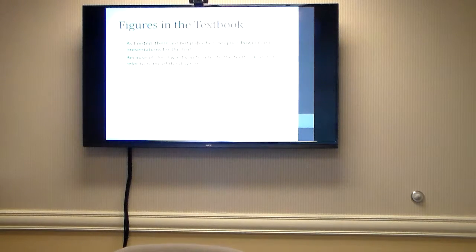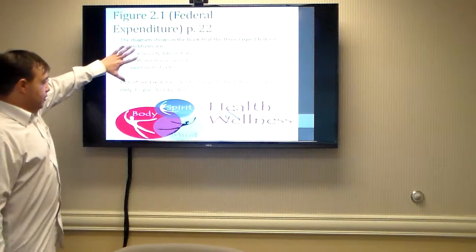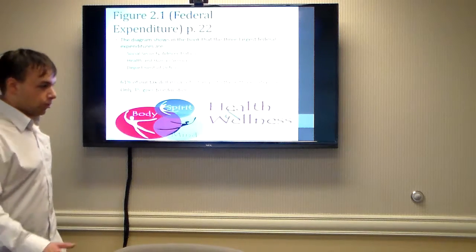There are not published or designed PowerPoints for this text, so I really want you to refer to the textbook, and I'll refer to some of the diagrams just so you can get an idea on some of this stuff. Figure 2.1 is federal expenditure, and it shows that the three largest federal expenditures are Social Security, Health and Human Services, and the Department of Defense. 61% of tax dollars go to these categories, and 3% goes to education.